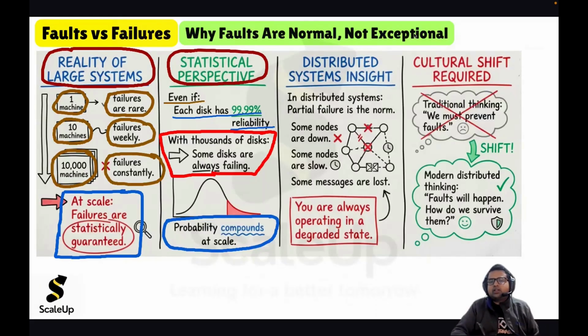Okay, now we'll discuss the next very important observation, that is the distributed systems insight.